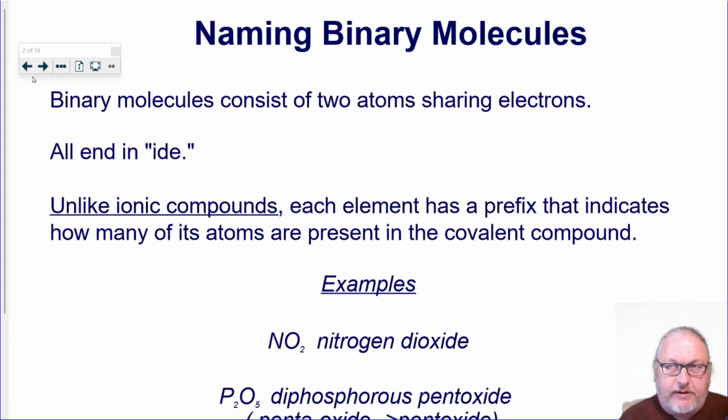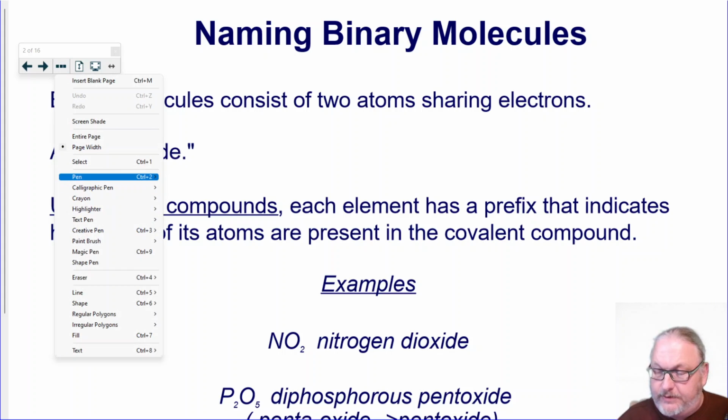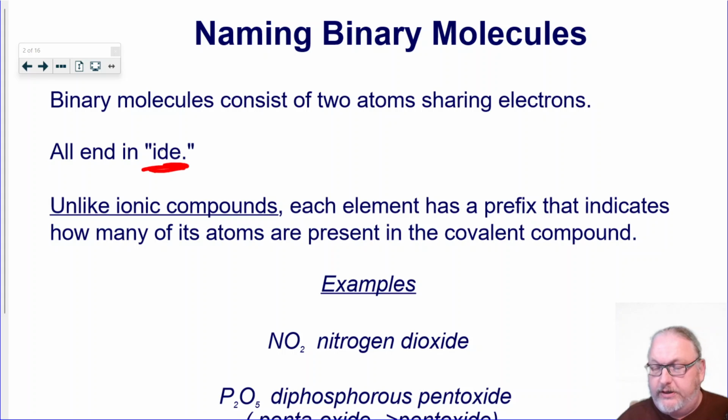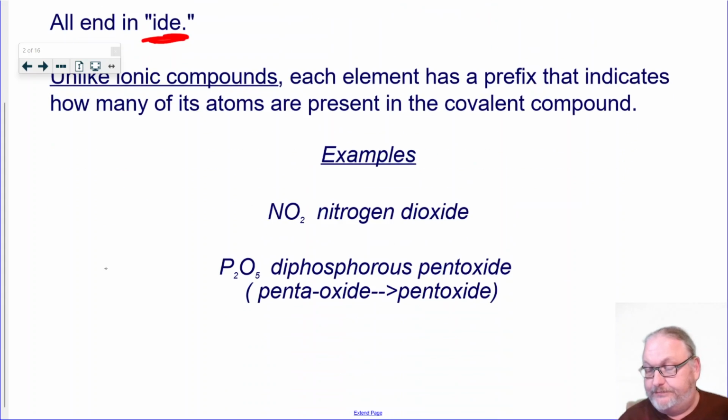So binary molecules, binary means two. These are molecules that consist of two atoms that share electrons. They're all going to end in -ide. Now, unlike the ionic compounds, each element will have a prefix that tells you how many atoms are present in the covalent compound. So let's look at some examples.